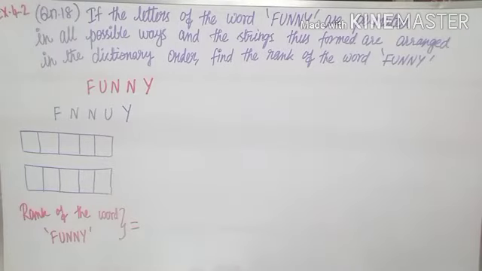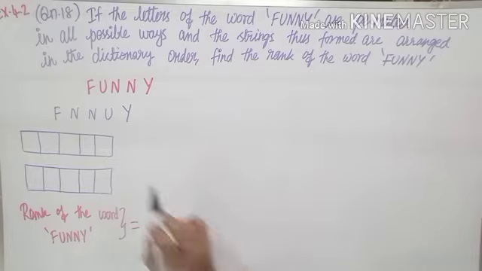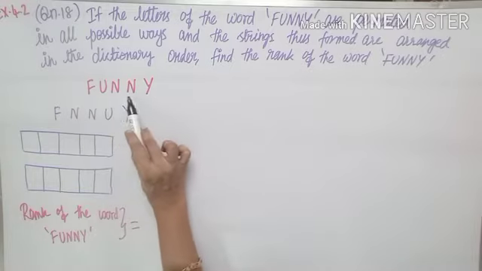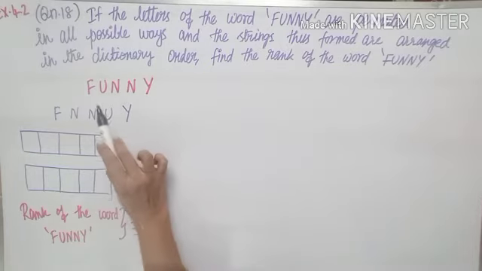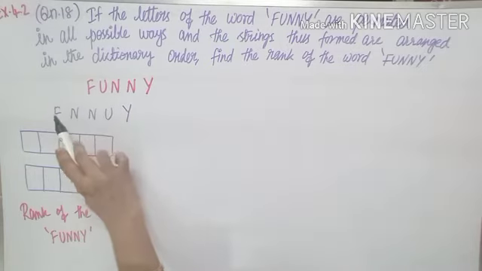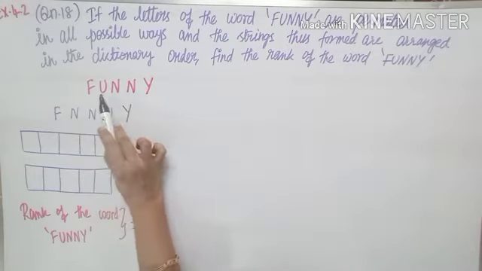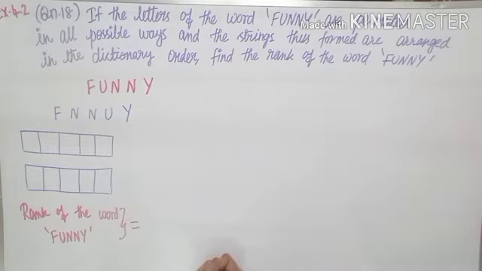Question number 18. If the letters of the word FUNNY are permuted in all possible ways and the strings thus formed are arranged in dictionary order, find the rank of the word FUNNY. Given word is F-U-N-N-Y. Let us arrange it in alphabetical order. F, N, N, U and then Y.